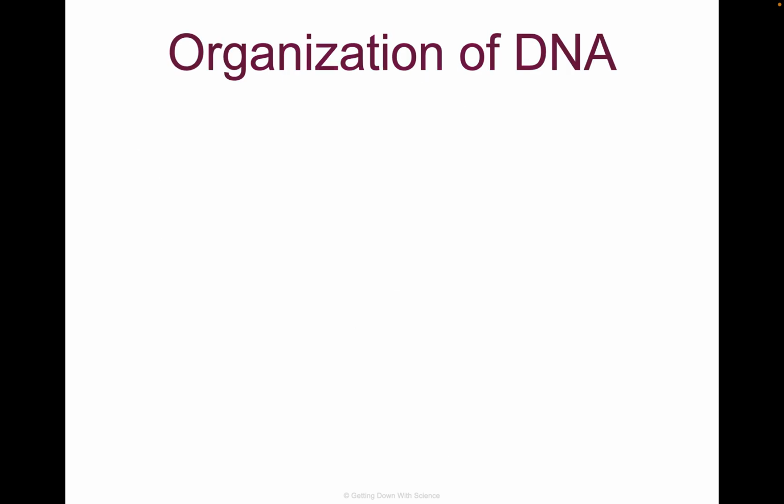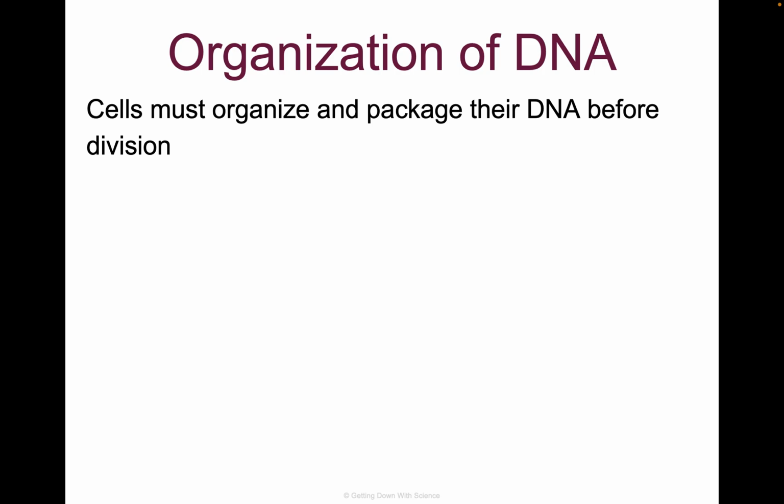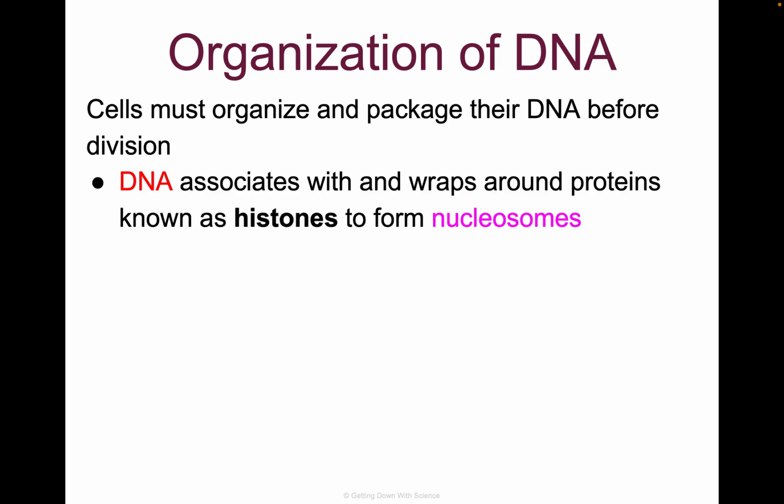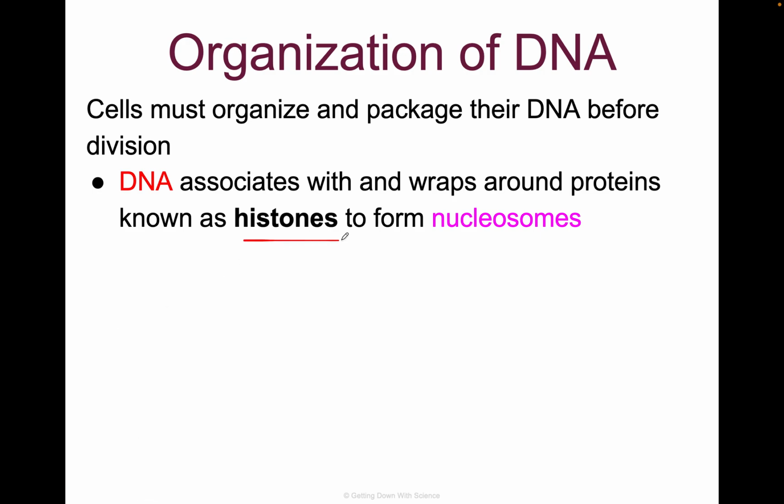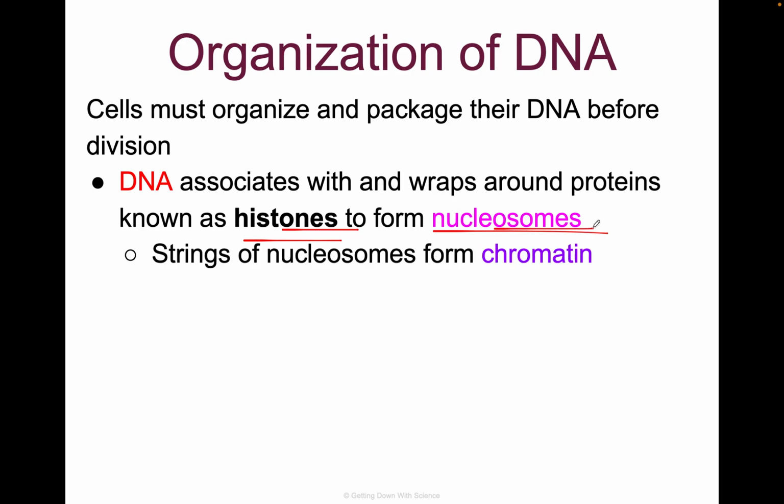So before we get into the cell cycle, let's talk a little bit about how DNA is organized inside the nucleus. Cells must organize and package their DNA before division. DNA associates and wraps around proteins known as histones. A lot of people describe this as beads on a string, right? The histones are the beads and the DNA is the string, and it wraps around. This forms what we call nucleosomes. So histones and DNA make nucleosomes.